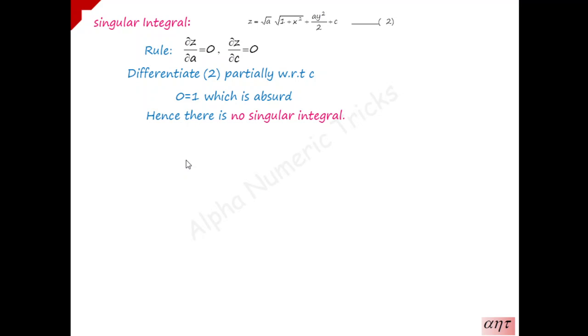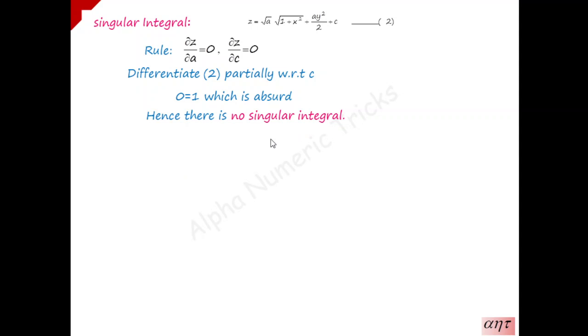Okay, and here in all the 4 types, the complete singular integral exists in which type of problem? Did you remember that? In Clairaut's form only we can get the singular integral. In the remaining 3 types, for most of the problems we conclude the result like this.